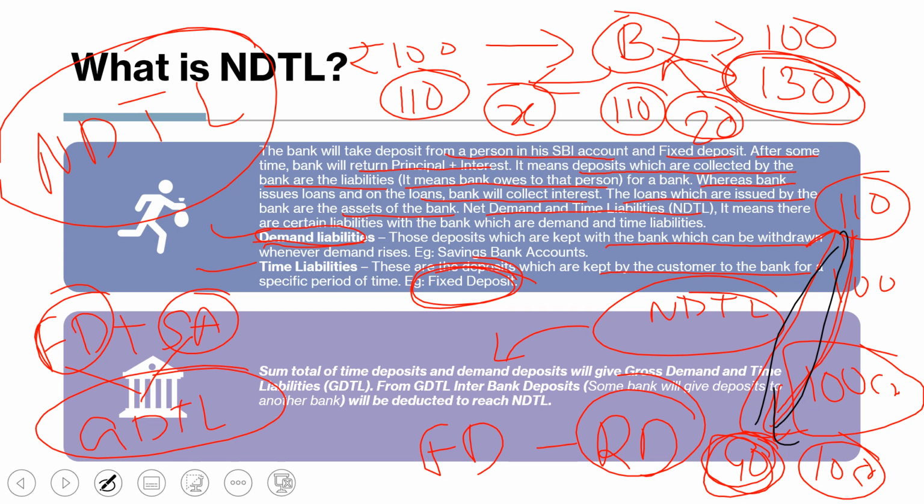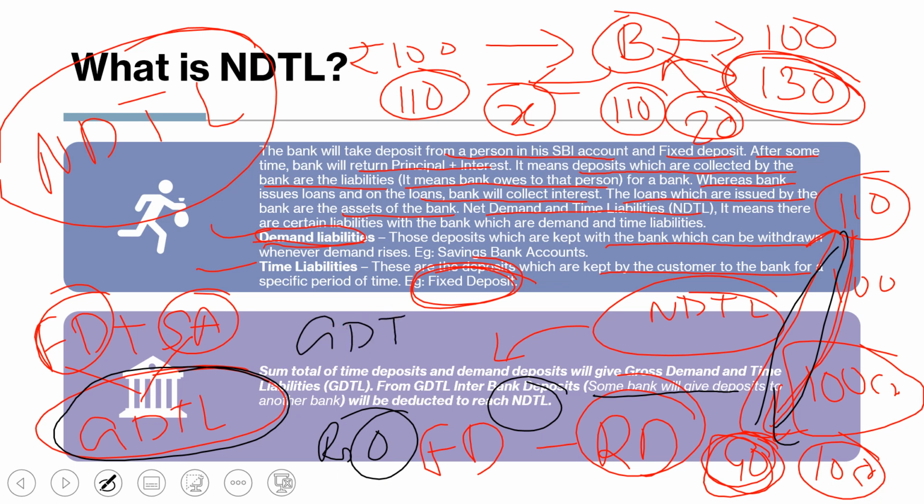Let us suppose this transaction happened for 1 month, having given money to another bank. In that case, when you deduct that amount from this GDTL, that will give you NDTL. If no other bank gives, then GDTL is equal to NDTL in that scenario. Suppose your bank did not lend any money to another bank, in that case what will be your interbank deposit? That will be rupees 0. So now from GDTL, if you deduct rupees 0, it will give you NDTL. So NDTL in that case will be equal to your GDTL.